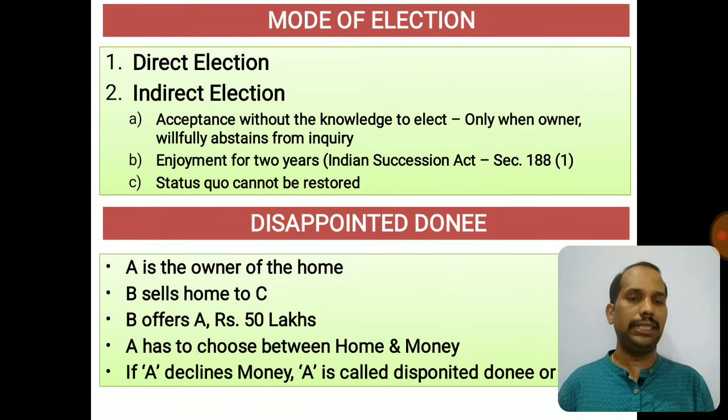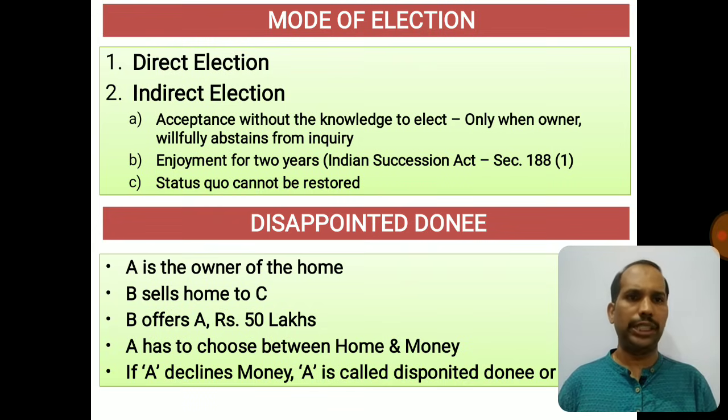Now, number two, enjoyment for 2 years. This is as per the Indian Succession Act section 188(1), where if you are enjoying something for 2 years, then it is considered as consent. Now, the last one, status quo cannot be restored. Your property is used, you have taken the benefit, and now it is in such a status that it has been perishable property, or the depreciation has already come. You cannot bring the status quo. In that case, it is considered as indirect election. Hope that's very clear.